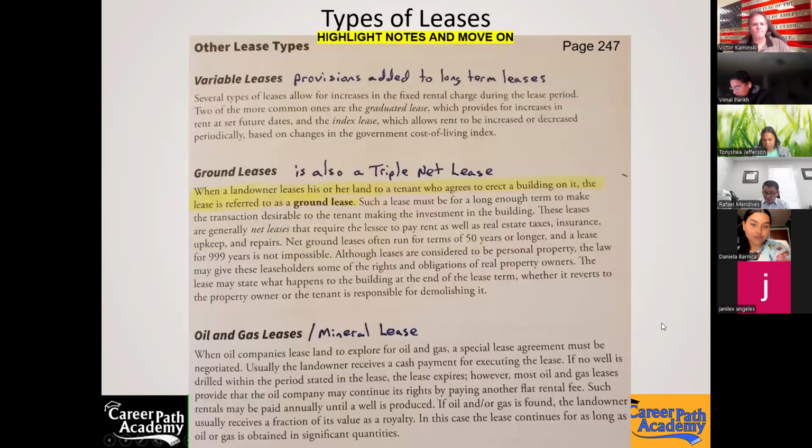All right. So let's do the highlights now and put the notes next to variable, ground, and oil leases. Just write mineral lease there. There's also a triple net lease there, and provisions added to long-term leases.